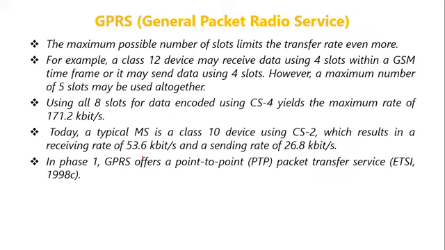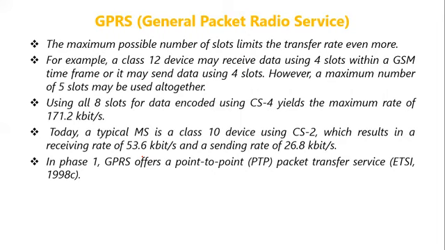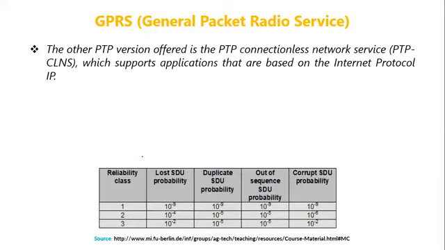In phase one, GPRS offers a point-to-point packet transfer service. Point-to-point is called, in short, PTP. One of the PTP versions offered is the PTP connection oriented network service, which is called PTP CONS.